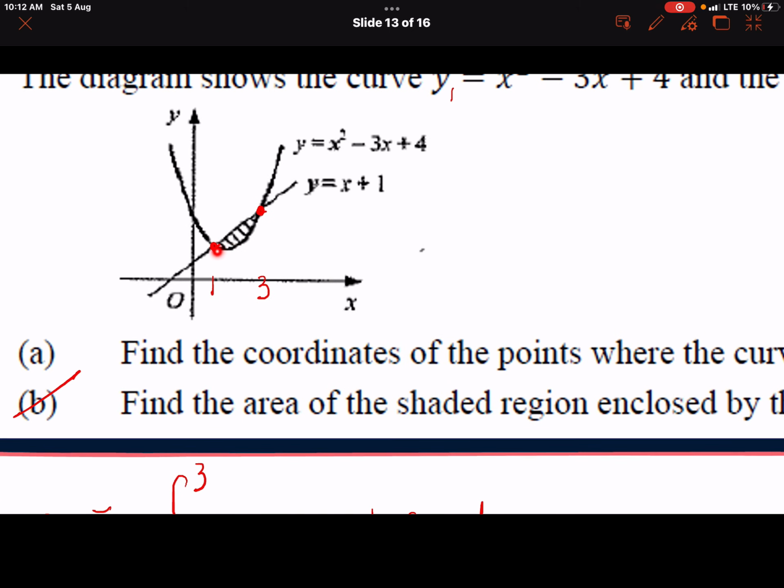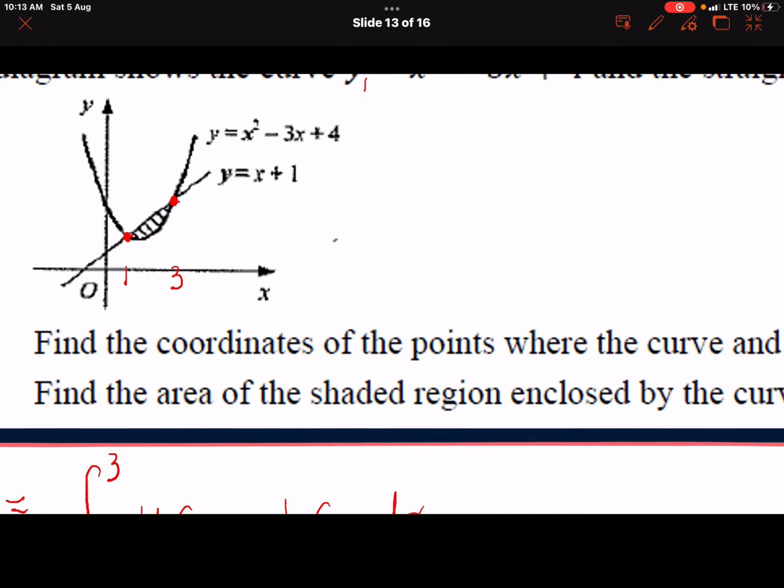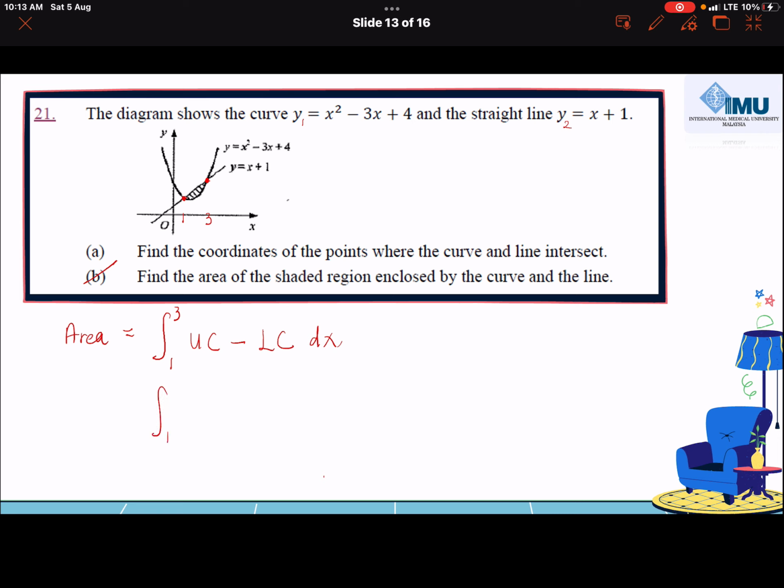Now, look into your area. You notice or not? The straight line is at the top. Meanwhile, the quadratic curve is at the bottom. So, it will be the linear equation minus the quadratic equation. Always refer to your graph. I believe you can solve accordingly. Simplify first before you integrate. You will get negative x squared plus 4x minus 3.